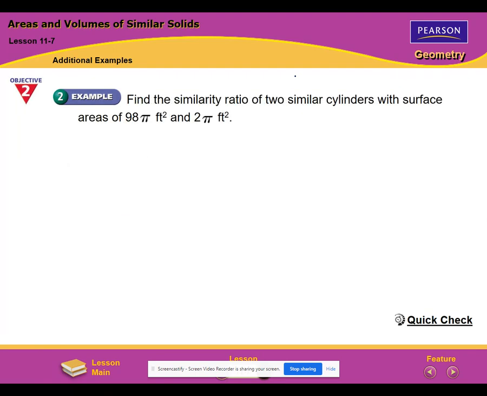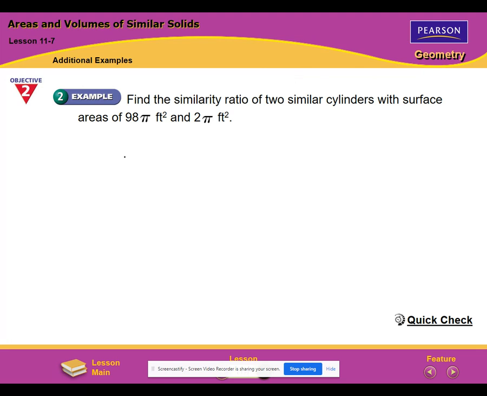So here's an example. Find the similarity ratio of two similar cylinders with surface areas of 98 pi feet squared and 2 pi feet squared. So you've got this really huge cylinder with one surface area and then a much, much smaller one, which has a surface area of 2 pi. I guess the first thing to point out here is that the fact that they are cylinders doesn't even matter.